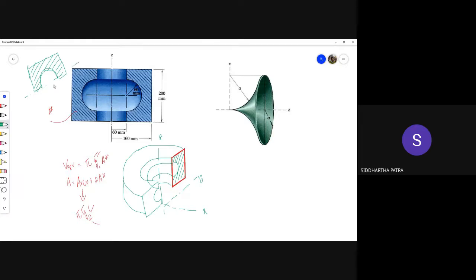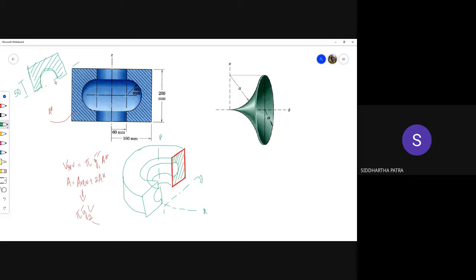Of course, for the rectangle, the centroid is at a distance of how much? 160 minus 60, so at a distance of 50 from this face. I'm talking about the centroid of the area.